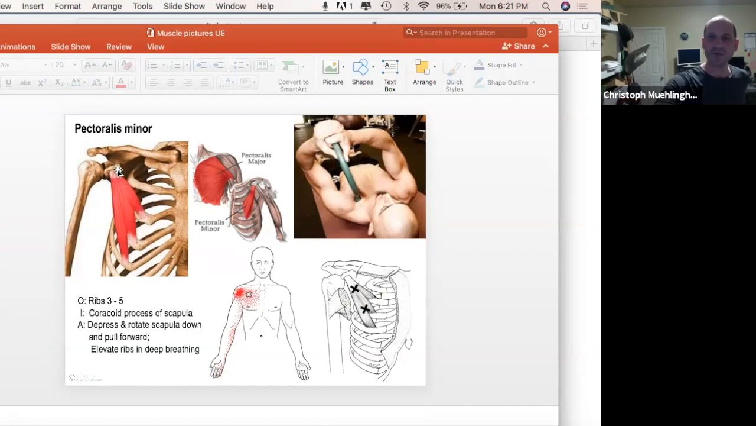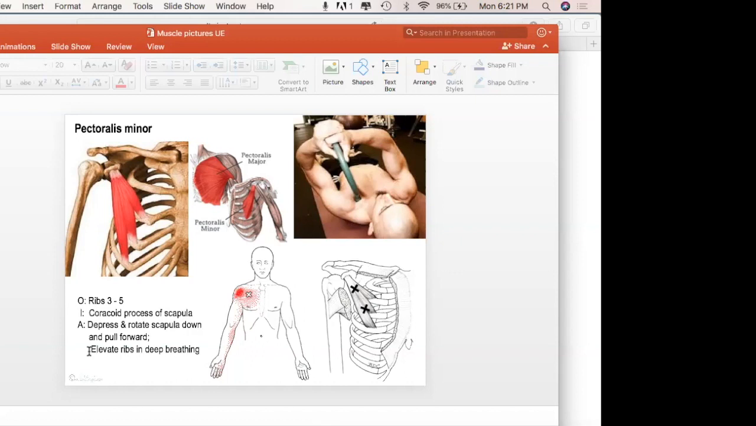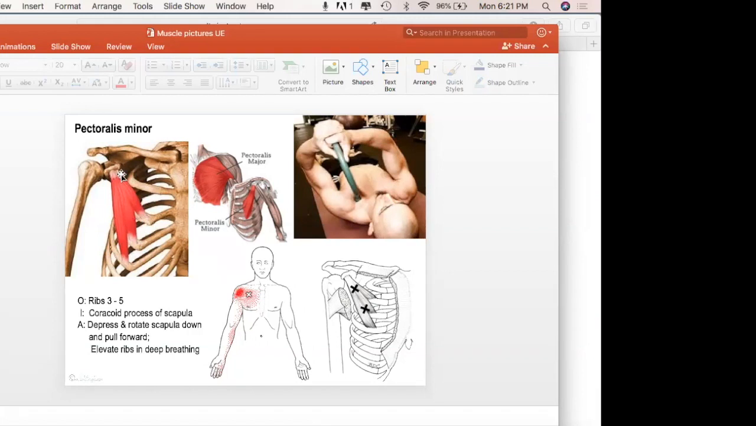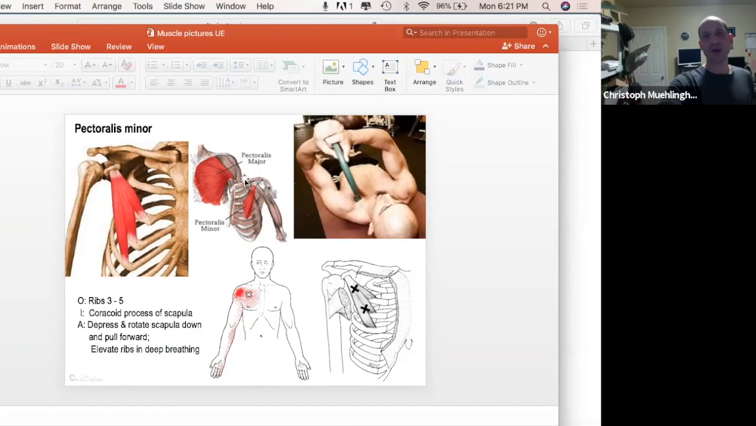If you can visualize when these contract, it pulls the shoulder blade down and a little bit forward. This is where you can have a change in action, in origin and insertion, really, because when you take a deep breath, this muscle can elevate and raise up the ribs. So you can take a deep breath, you can see that. Oh, here, this is not a bad picture of the difference between the pec major and the pec minor. That makes sense?